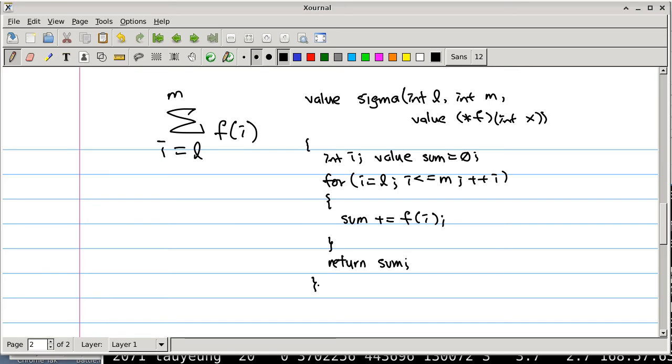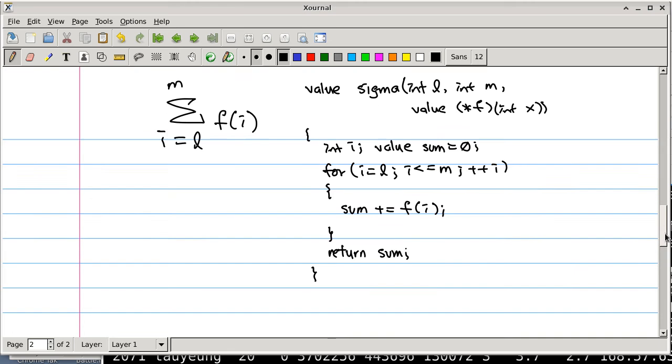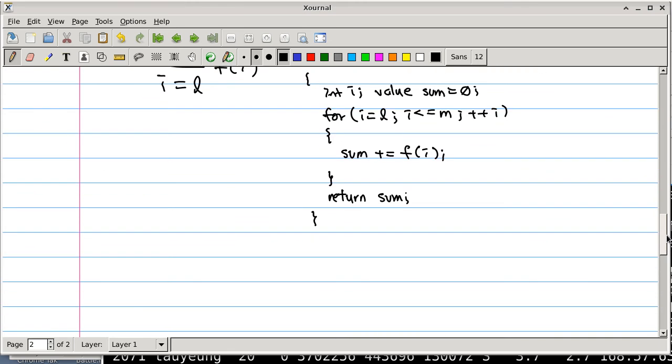Huh? What's the third parameter for? You mean parameter f? Yeah. Okay. So this is how we define sigma. Is that okay? Okay. So connecting back to what we are doing, we're going to define another function.